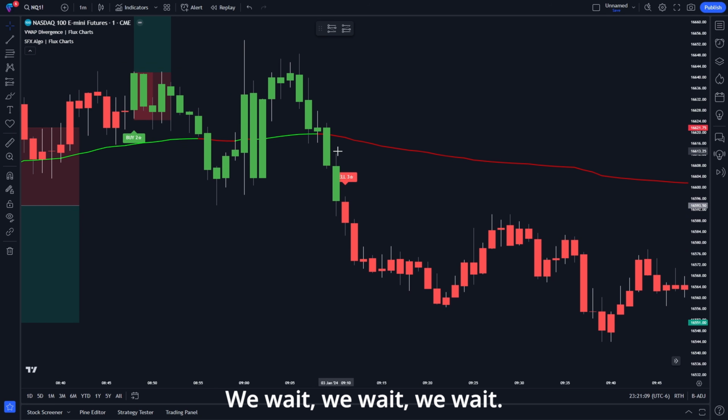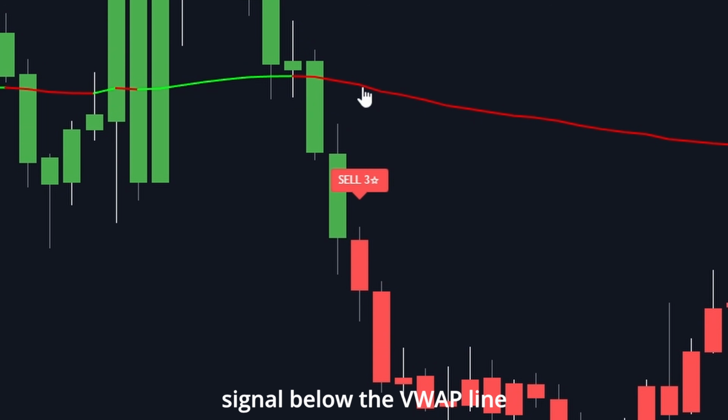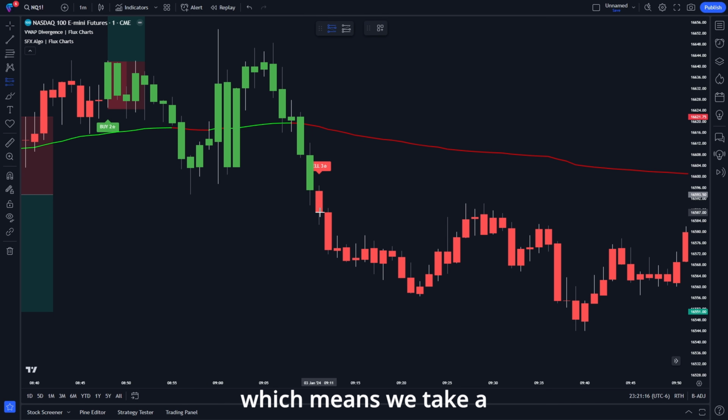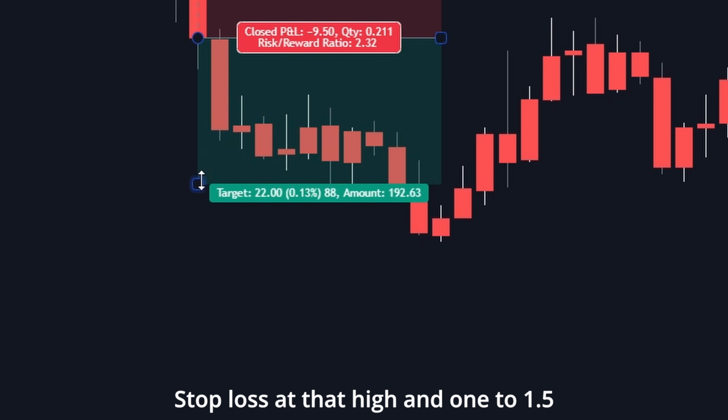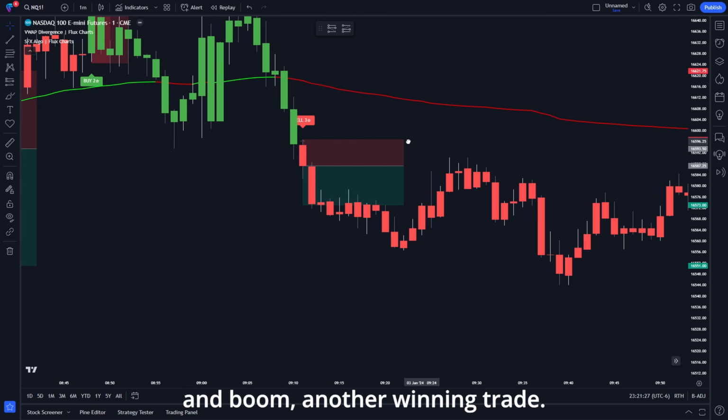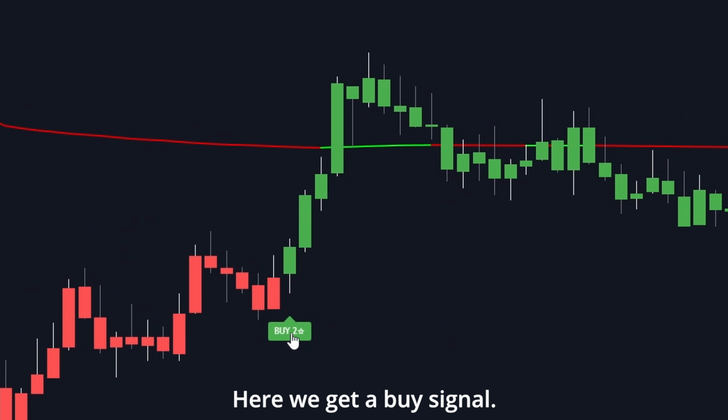We wait, and we get another signal below the VWAP line, and it's red, and it's a sell signal, which means we take a short position here. Stop loss at that high, and 1 to 1.5, and boom. Another winning trade.